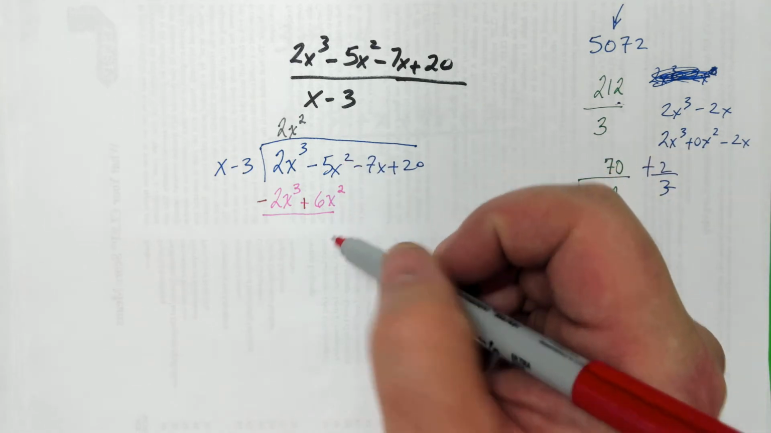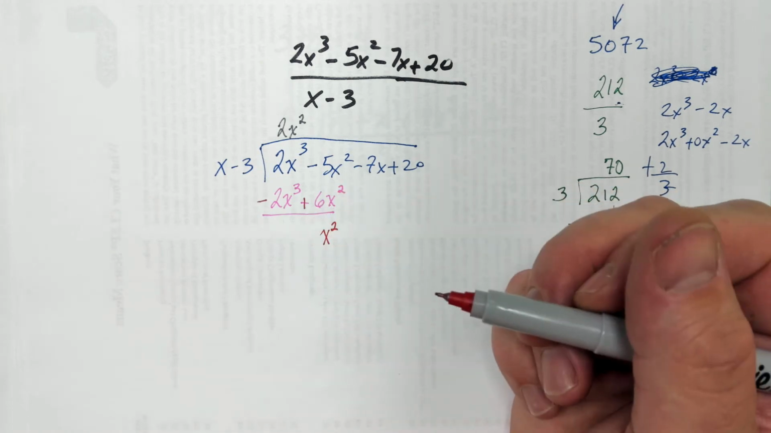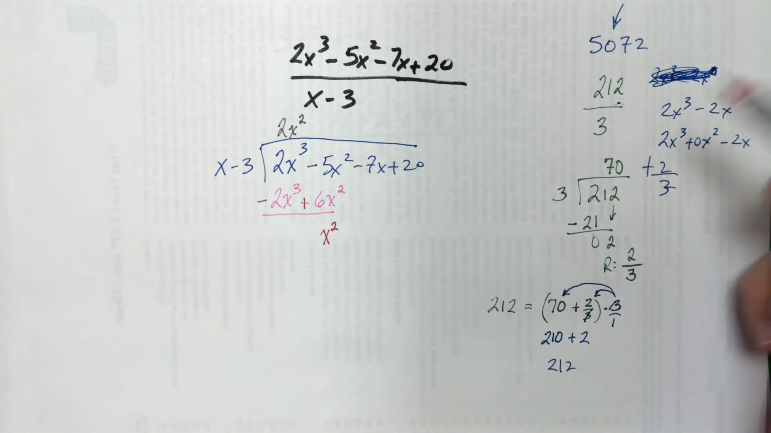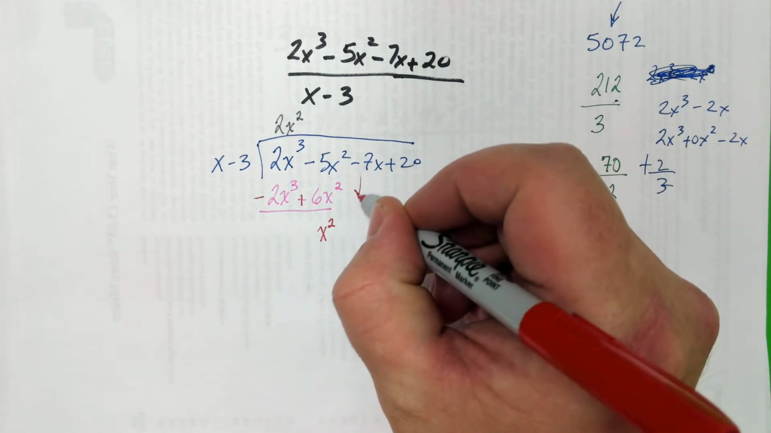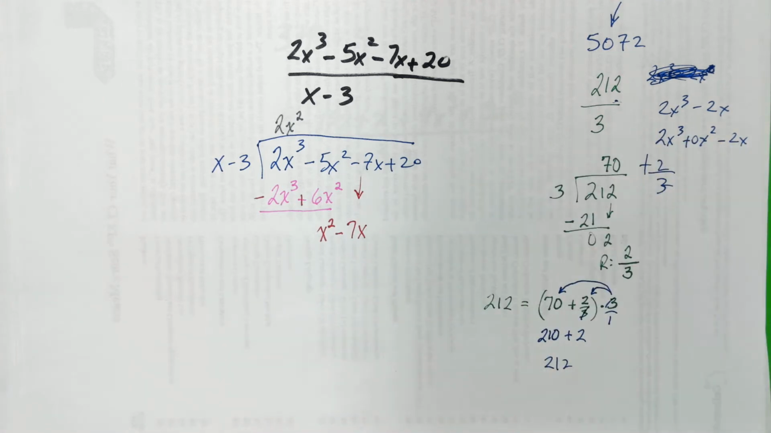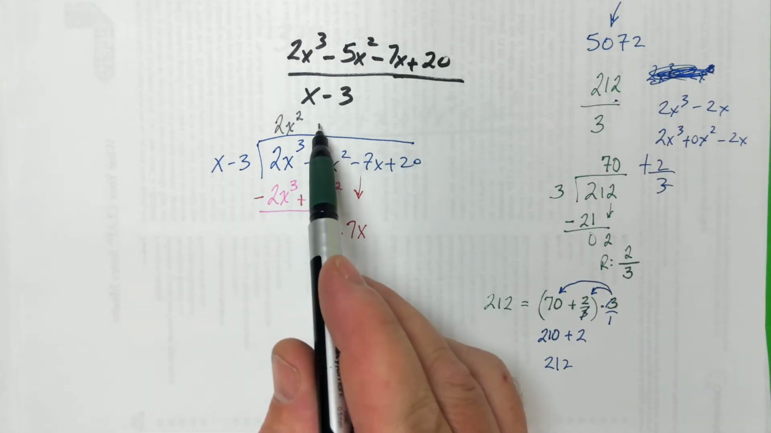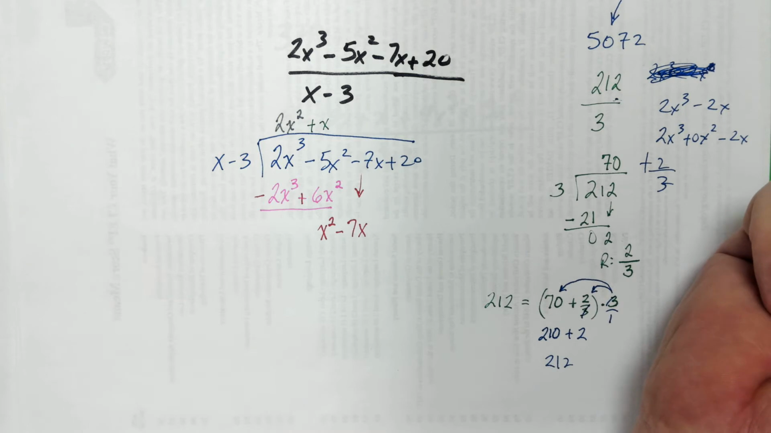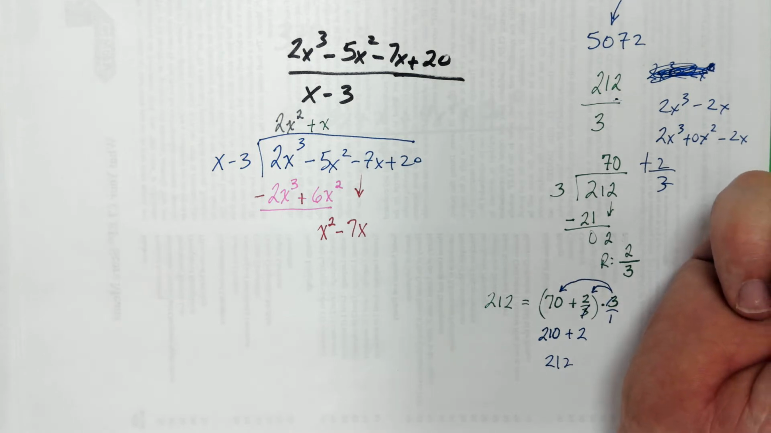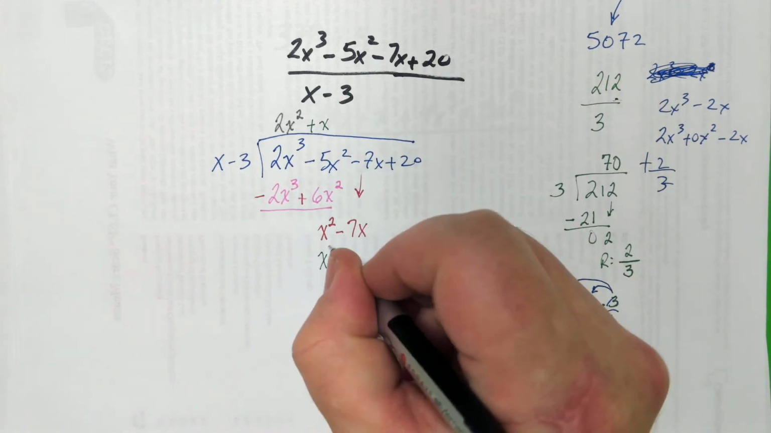So negative 5 plus 6 is 1, right? And then, do you see how over here we brought down the next number? That's what we're going to do here. We're going to bring down this next number, negative 7x. Now we have to figure out x times what is x squared, and that number will go right here. So x times what is x squared? Isn't that x? Yeah. That's x, right? Okay, so x times this, and that will go here. X times x is x squared. That's good, those are the same.